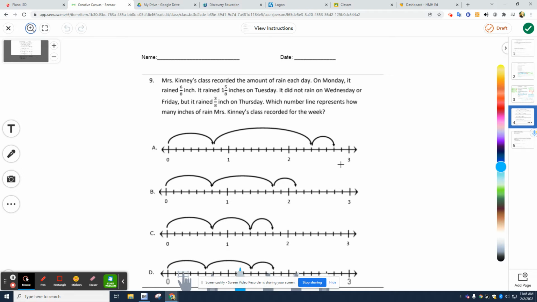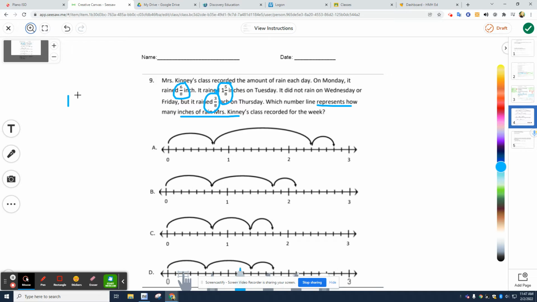So if we take a look at number 9, Mrs. Kinney's class recorded the amount of rain each day. On Monday, it rained 6/8 inch. On Tuesday, it rained 1 5/8 inch. And on Wednesday, it rained 3/8 inch. Which number line represents how many inches of rain Mrs. Kinney's class recorded for the week?